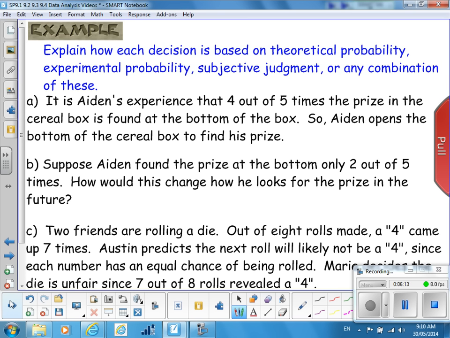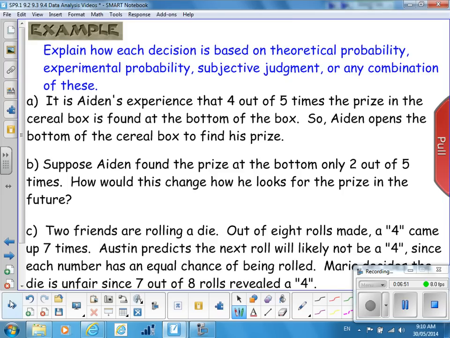So we want to explain how each decision is based on theoretical, experimental, or subjective judgment, or a combination of them. It is Aiden's experience that 4 out of 5 times the prize in the cereal box is found at the bottom of the box. So Aiden opens the bottom of the cereal box to find his prize. This would be based on experimental probability, because in his experience, 4 out of the 5 times it was at the bottom. So therefore, he just goes to the bottom of the box. That's based on experimental probability.